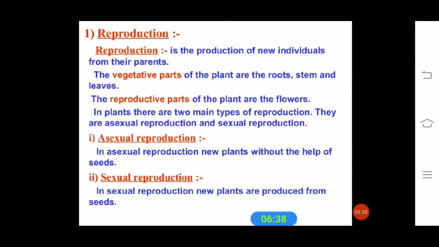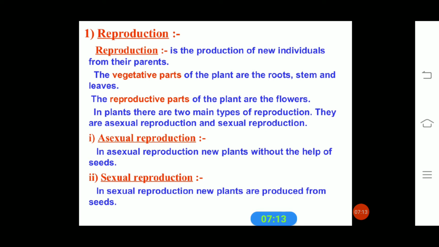Gametes are not produced here. We cannot see the two cells, male and female reproductive cells, that we see in sexual reproduction. So no fusion of gametes takes place for the production of offspring. Offspring means their young ones. In asexual reproduction, the new plants are produced without the production of seeds. So this is what is meant by asexual reproduction.